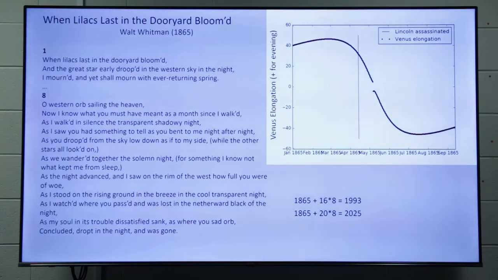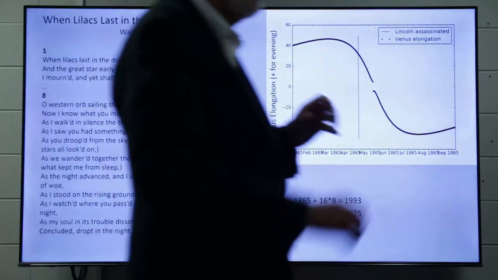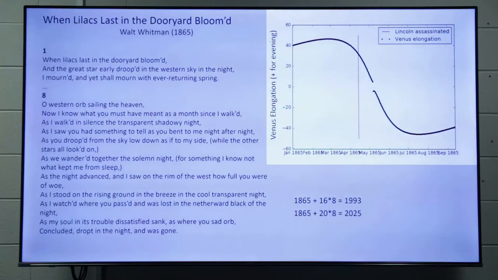Because, you know, as he says, "we wandered together, as I stood on the rising ground, I watched where he passed and were lost in another world black as night." And I think what he might have been talking about was not just the stars setting, but Venus moving rapidly down to the horizon out of the evening sky.